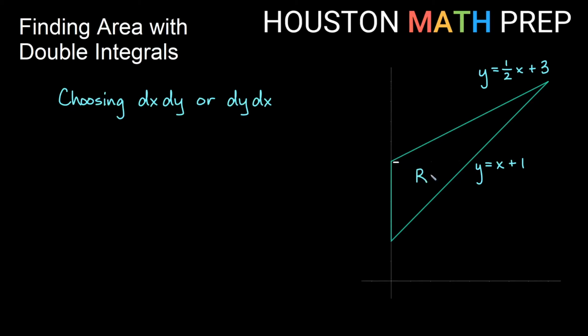If we look at doing this region in the order dy dx, so we would fix an x value and draw through in the y direction and ask, is the rule for where I enter and exit the region always the same? And it turns out that it is.